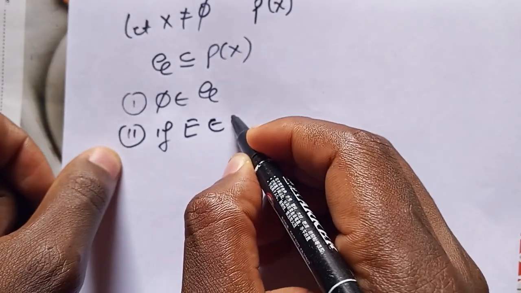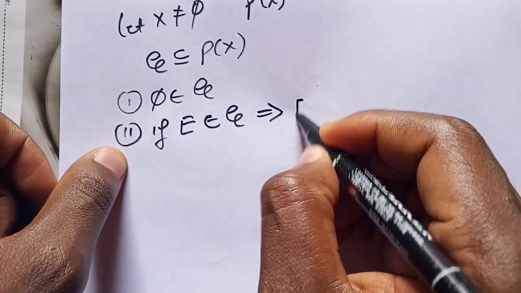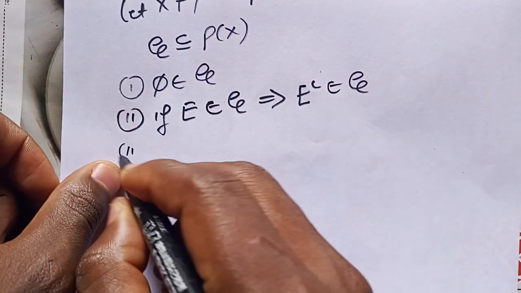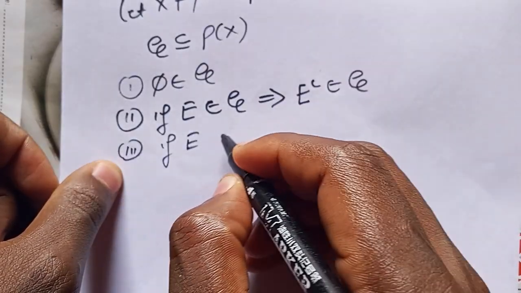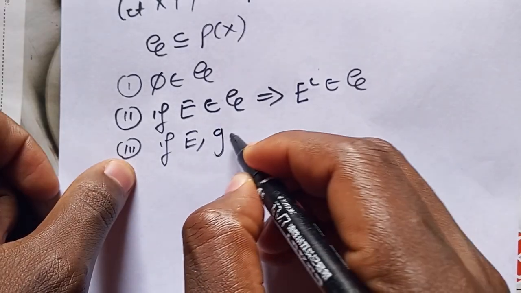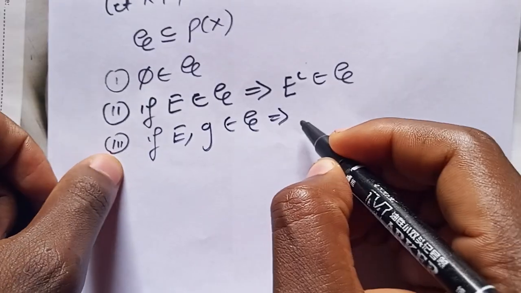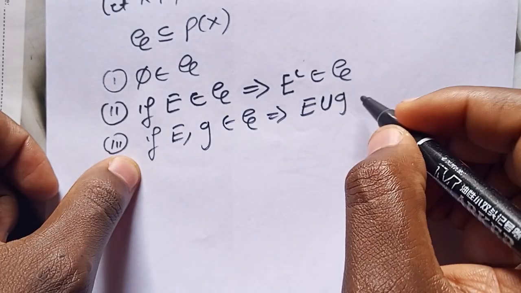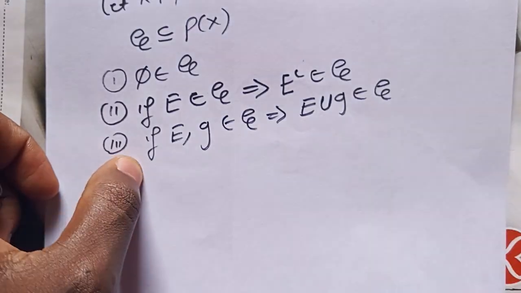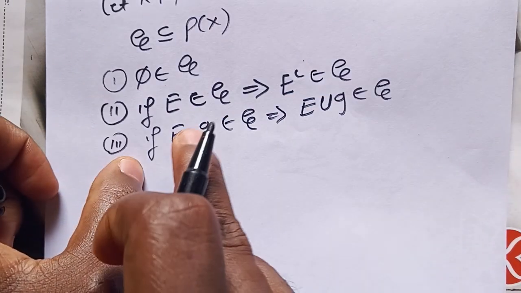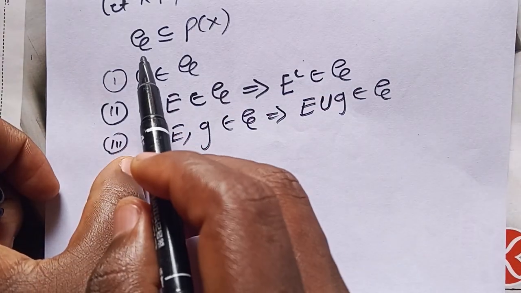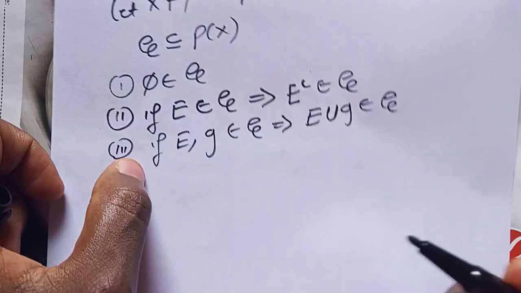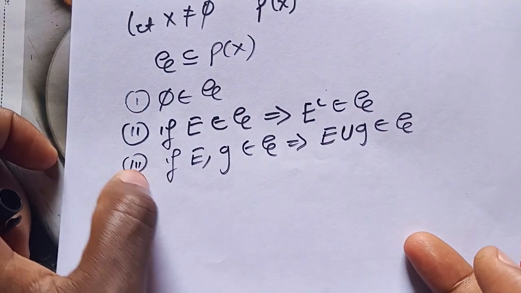Secondly, if E is an element in this class, then this implies that E complement must be an element in this class. And lastly, if E and G are in this class, then this implies that the finite union E union G is also in this class. Once these three conditions are satisfied, we call this an algebra of subsets of X. X is an arbitrary set, and an example of an arbitrary set is the set of real numbers R.